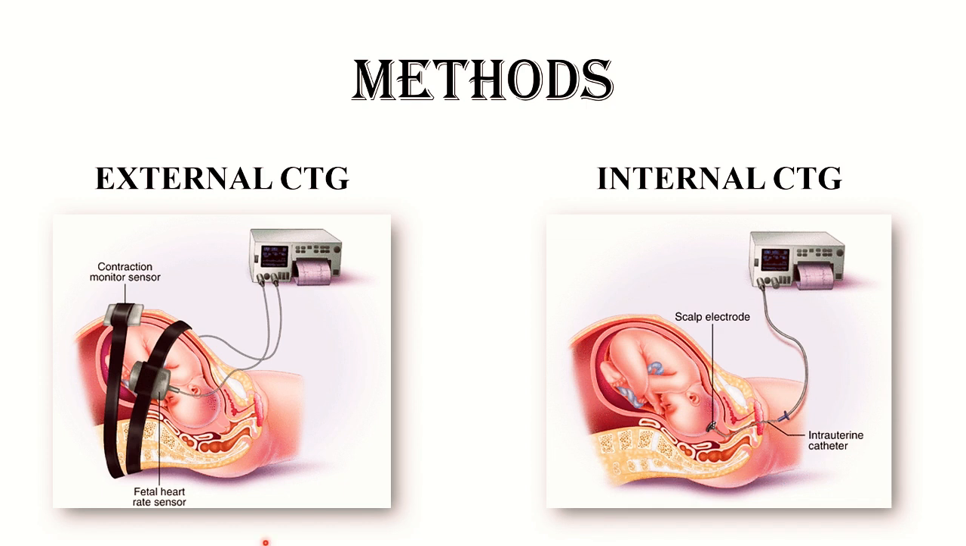And in the internal CTG, as you can see here, an electrode is attached directly to the fetal scalp through an intrauterine catheter. But this method is not widely used, as the membranes first need to be ruptured, only then can we reach the fetal scalp, and also there is a high risk of infection since it is an invasive procedure. So out of these two, we widely see the use of external CTG.